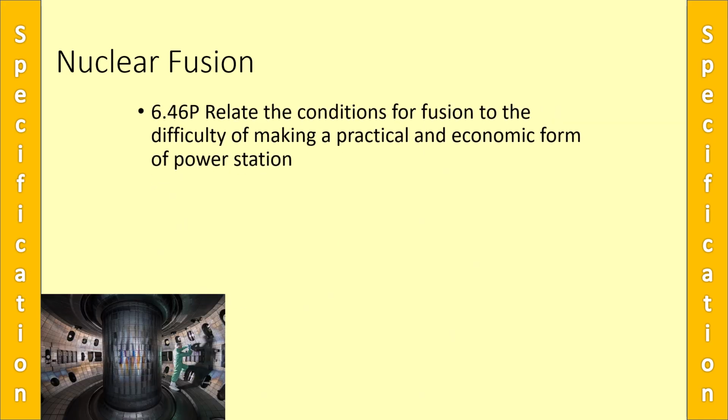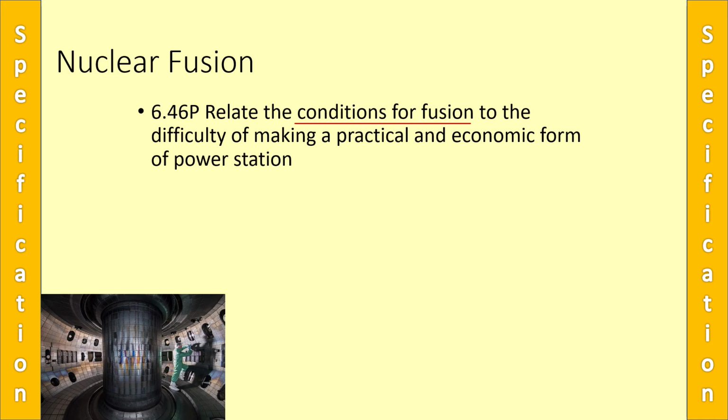Okay, and last specification point for fusion is 6.46. Relate the conditions for fusion to the difficulty of making practical and economic form of power station. So going back to the previous point, the conditions for fusion, we've said, have to be very high temperatures and pressures to overcome electrostatic repulsion. So it is very difficult to create conditions that are similar to that of a star.